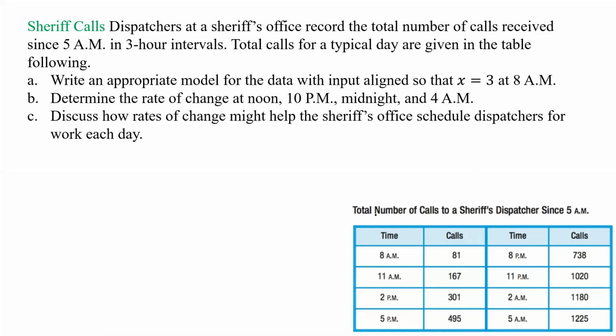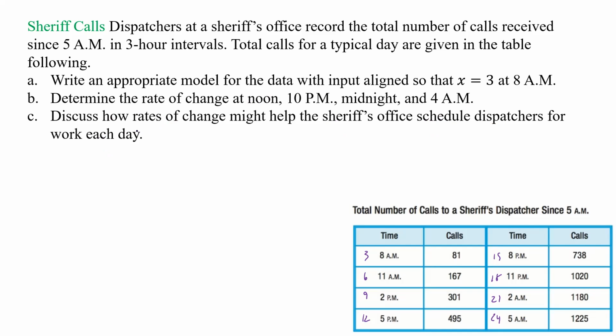So x is equal to 3. So here we have 3, 6, 9, 12, and 15, 18, 21, 24. And so we're supposed to find a model for that. And then after that, determine the rate of change at noon, 10, midnight, and 4 a.m. And then discuss how rates of change might help the sheriff's office schedule dispatchers for work each day.